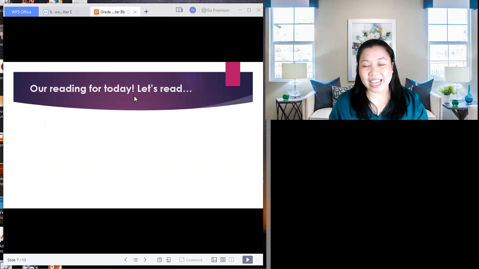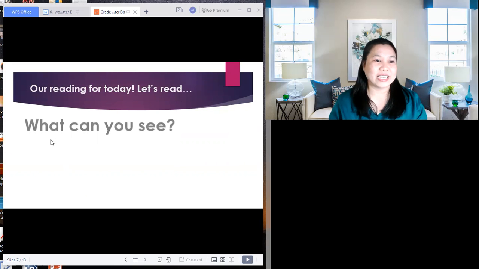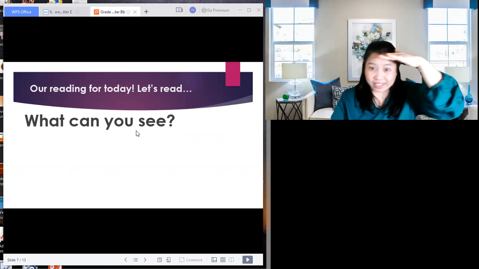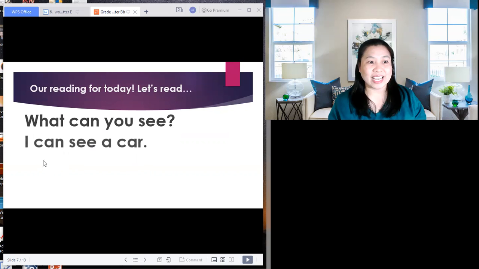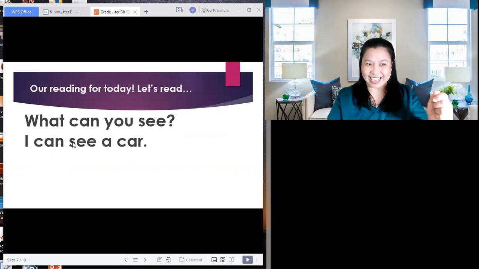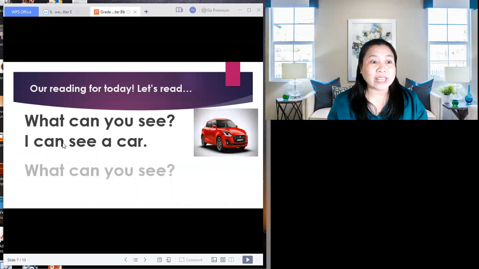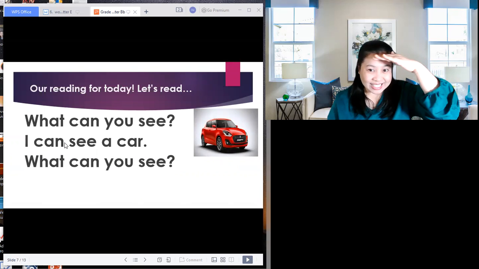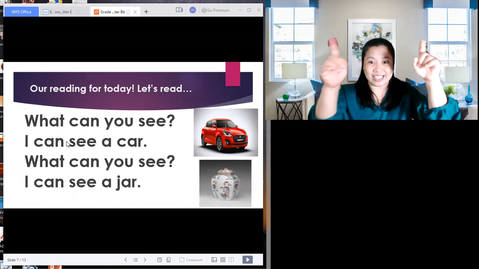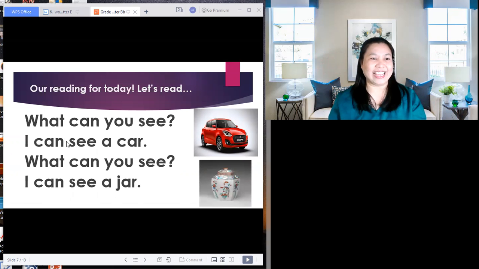Our reading today, let's read. What can you see? What can you see? I can see a car. What can you see? I can see a jar. Okay.